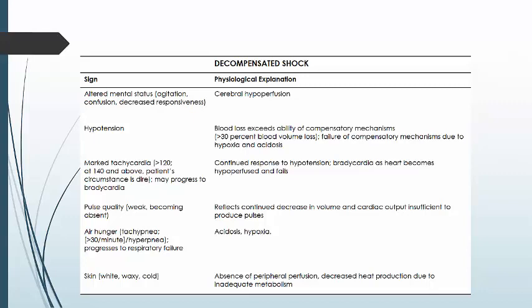All right, and they call air hunger is tachypnea greater than 30 per minute. And what this is from is that acidosis, your body's trying desperately to blow off excess CO2, but it's just not happening. All right, and then your skin becomes white, kind of real waxy and cold feeling. And this is absence of the peripheral perfusion, okay? And then we're not producing enough heat due to inadequate metabolism. We don't have that perfusion to the extremities to generate that heat there.